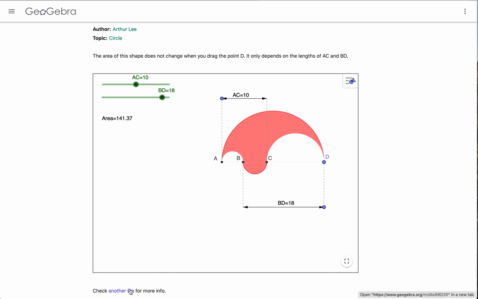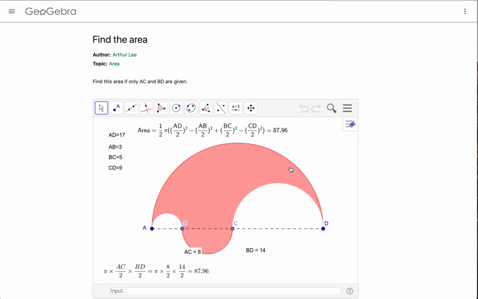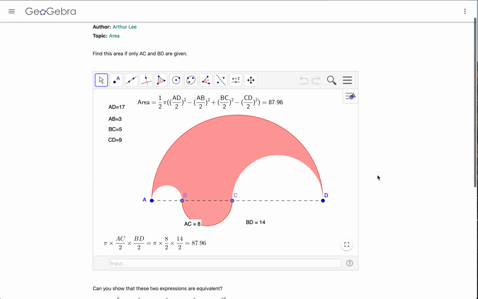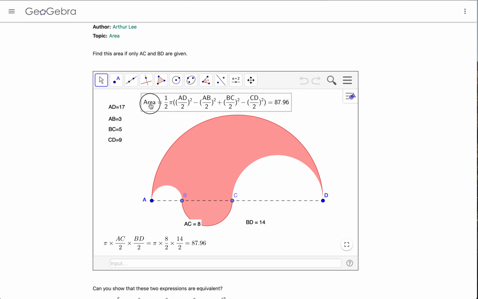So I have another file to show a little bit more information. You can click the link below to see more about this. Yes, this figure may provide a little bit more detail. Okay, so I break down the length AD into these four parts: 17, 3, 5, and 9. So with these individual lengths, perhaps you can quite easily find out the area based on these expressions. This is just based on what you know about the areas of semicircles, and combined together you get this area.